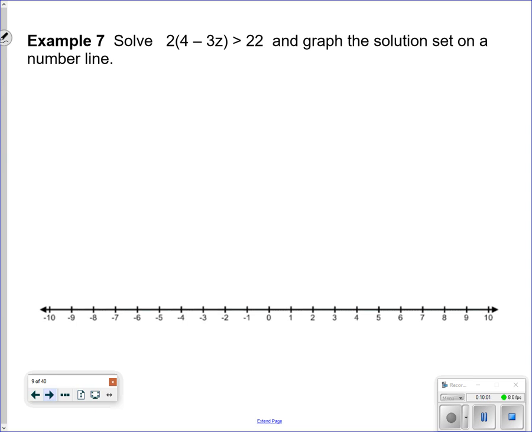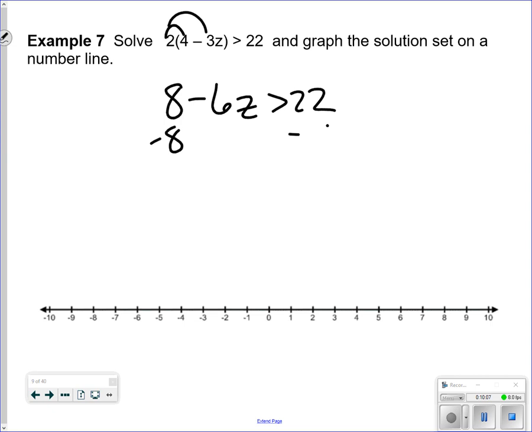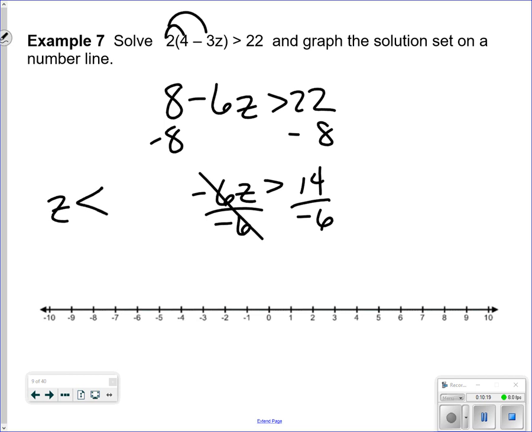Next one, I'm going to distribute. 8 minus 6z is greater than 22. Subtracting 8 does not change the inequality symbol. Here's dividing by a negative 6. Red flag: dividing by a negative changes the inequality symbol, and then 14 divided by negative 6 is negative 7/3, reducing. So now I go to negative 7/3. If you want to think of it as a mixed number, it's negative 2 1/3.